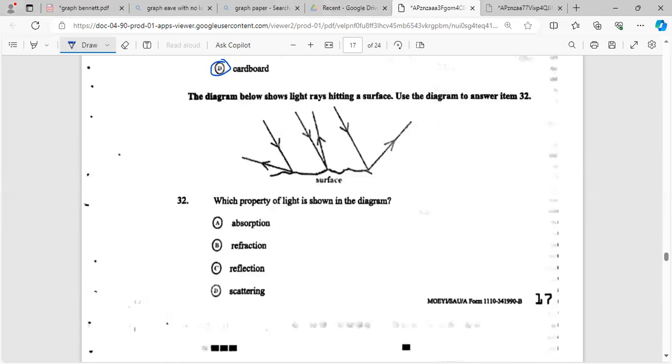The diagram below shows light rays hitting a surface. Use the diagram to answer item 32. Which property of light is shown in the diagram? Like reflection. Alright, it's absorption, refraction, reflection, scattering. I'm gonna go with reflection. Very nice question though. I like them kind of practical.